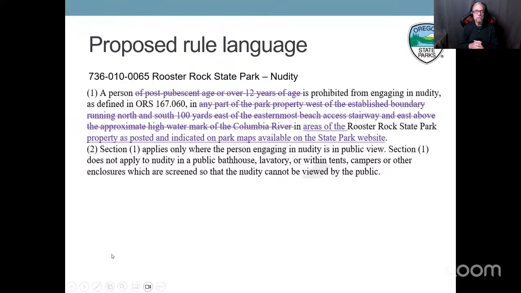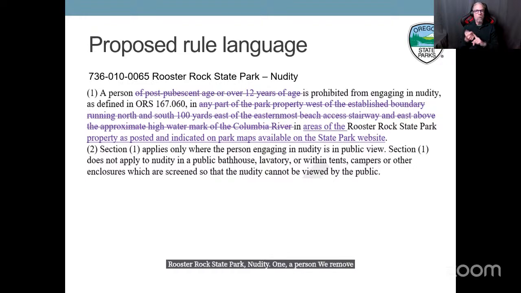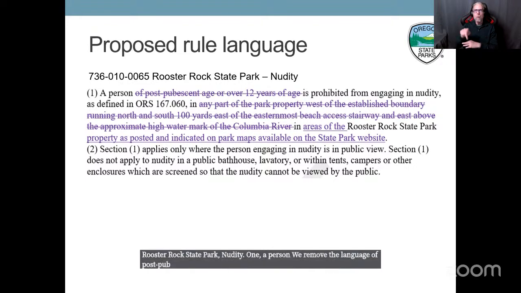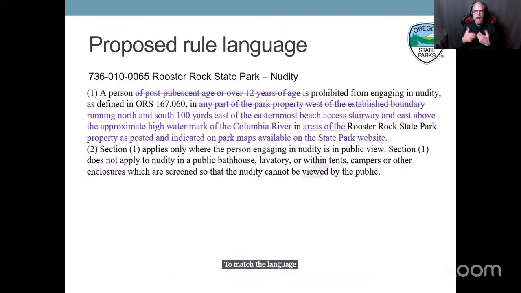The last section, Oregon Administrative Rule 736-010-0065, Rooster Rock State Park, nudity. In 1, a person, we remove the language of post-pubescent age or over 12 years of age to match the language in the Oregon Revised Statute.